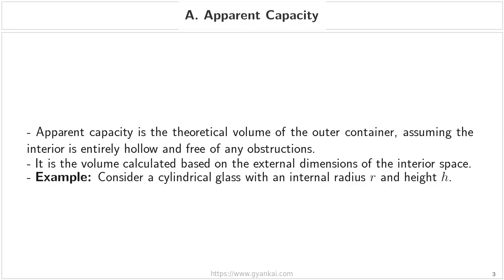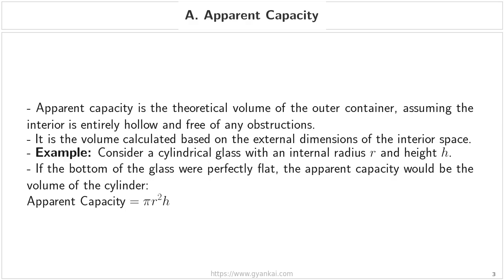Imagine you have a standard cylindrical glass. We will define its internal radius as r and its height as h. Now, if the bottom of this glass were perfectly flat and there were no bumps or protrusions at the base, the apparent capacity would simply be the standard volume of a cylinder. Mathematically, we express this as apparent capacity equals pi times r squared times h.